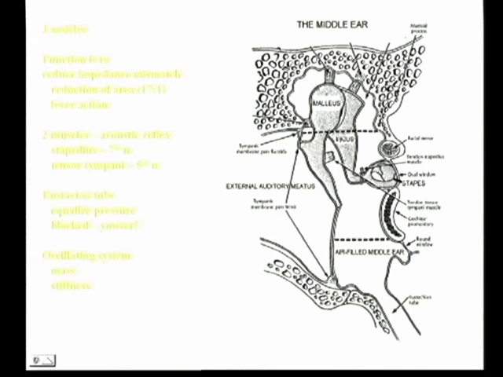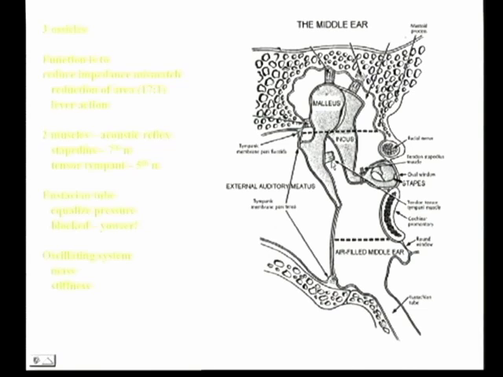Now, when we move into the middle ear, we're going to talk about the malleus, the incus, and the stapes. Remember that when the sound comes in, it's eventually going to go into the fluid-filled inner ear. So we need the malleus, incus, and stapes for impedance matching. If we didn't have them, we would lose about 99% of the energy in the sound coming in. So this helps us in the impedance matching.